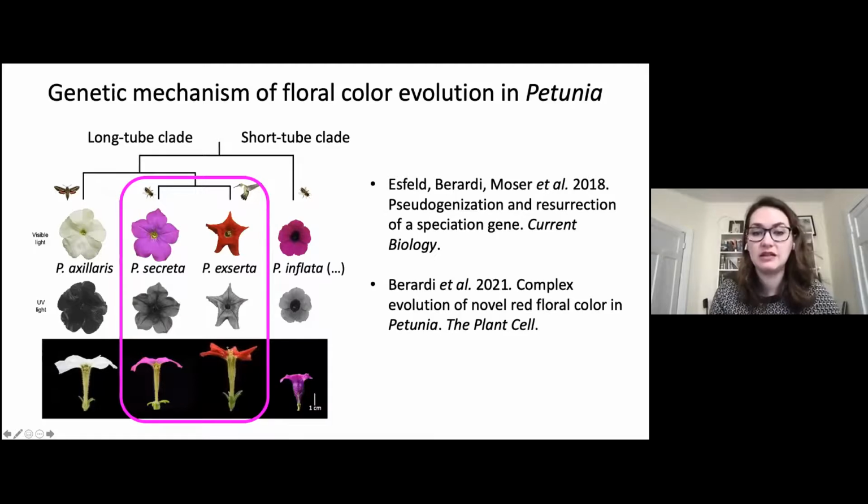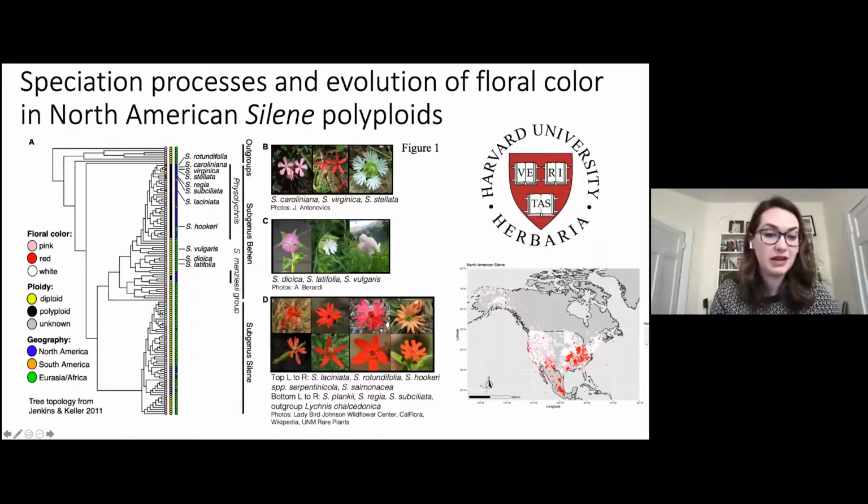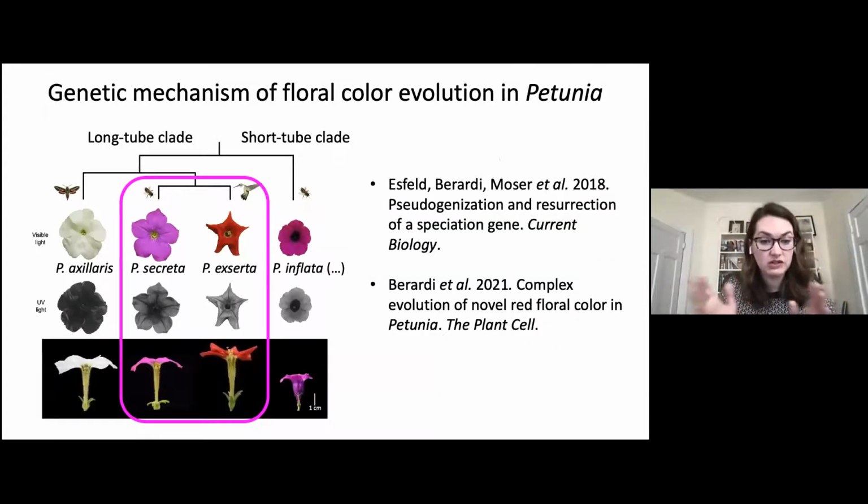And just as the last comment, this is what I'm doing now. I have left the Solanaceae and I've returned to my original love, which is the genus Silene in the Caryophyllaceae. And I am currently working at the Harvard University Herbaria on the speciation processes and evolution of floral color in North American Silene polyploids. So with that, I'll take any questions if there's remaining time, and thank you for your attention.